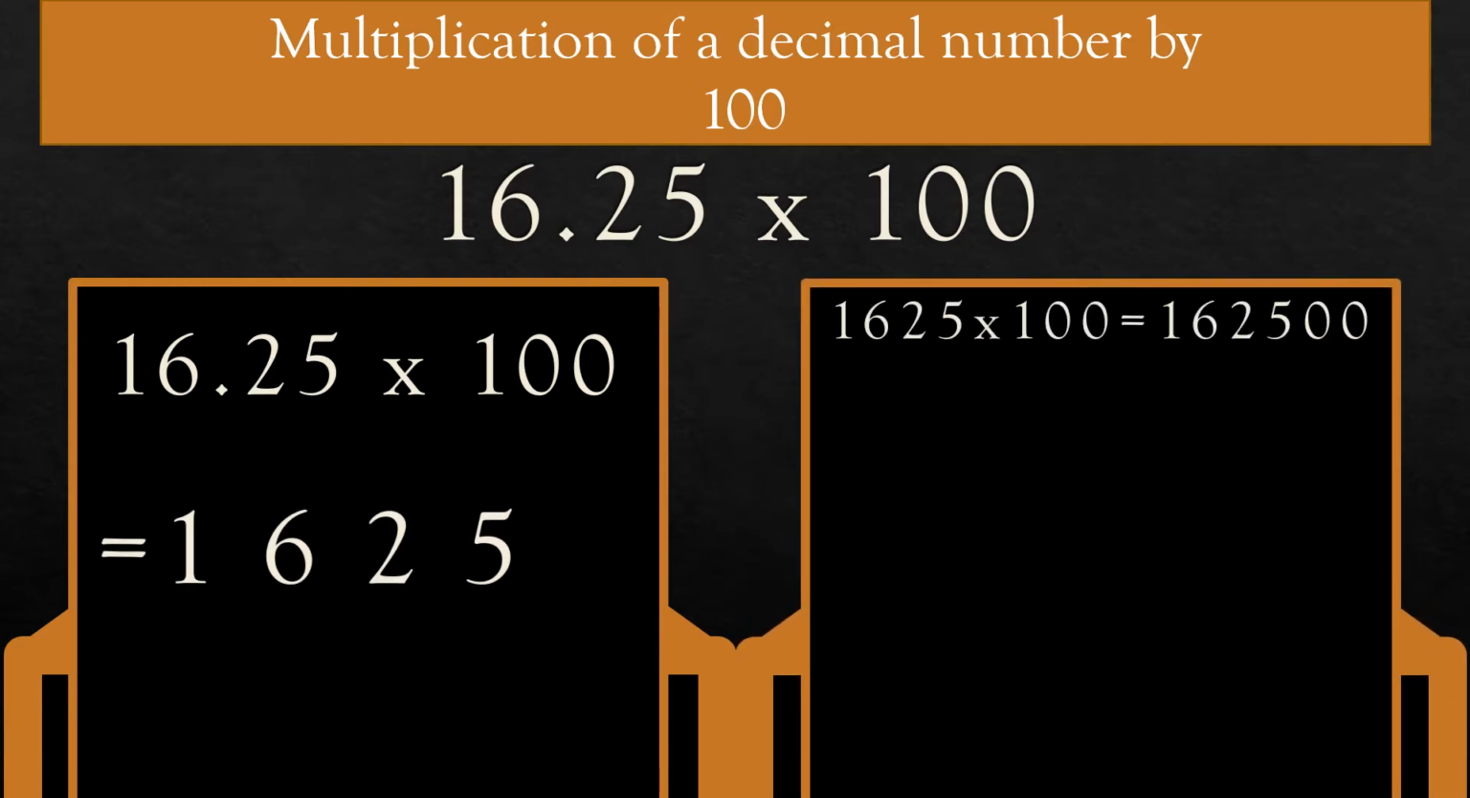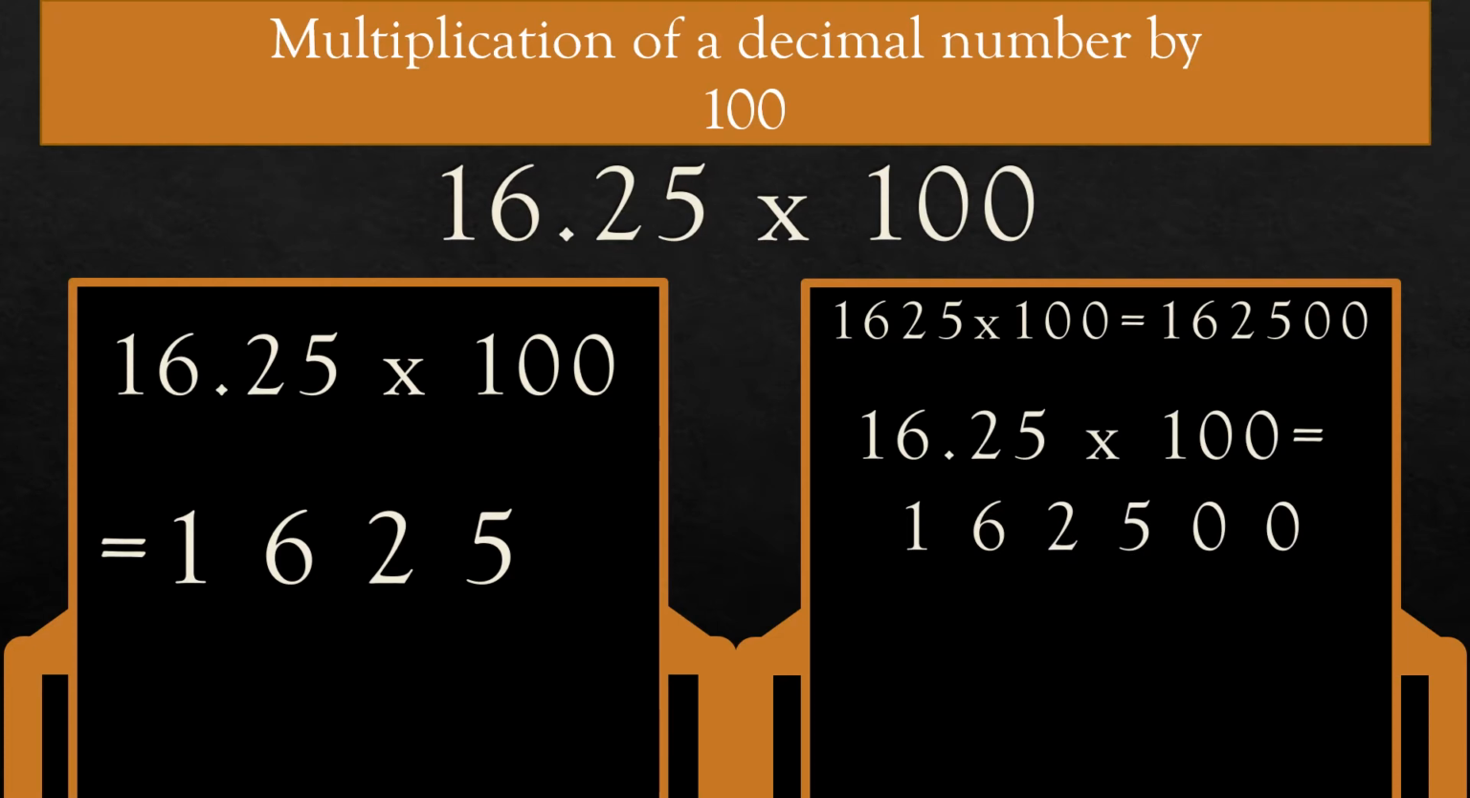In another way, multiply 16.25 by 100, ignoring the decimal point. And everyone knows 1625 multiplied by 100 is equal to 1,62,500. Now tell me how many digits after the decimal in 16.25? Yes, 2. So count 2 digits from the right, 1, 2, and place the decimal in the product. So the answer is 1625.